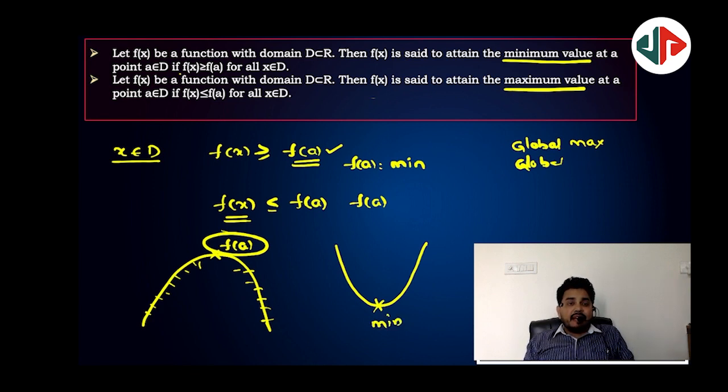So for all values, f of x greater than or equal to f of a will be the minimum. And for all x values of domain, f of x less than or equal to f of a, then f of a is called the maximum.